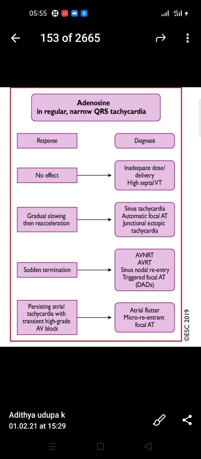So it's automatic focal atrial tachycardia, so its AV conduction will be similar to sinus tachycardia. Only the thing is that the sinus node is not automatically generating this rhythm. So it's an automatic focal AT, but it's an ectopic sinus rhythm. So it's similar to sinus tachycardia. Junctional ectopic tachycardia, yes, it's junctional ectopic tachycardia. So you give adenosine, again it will be coming back.